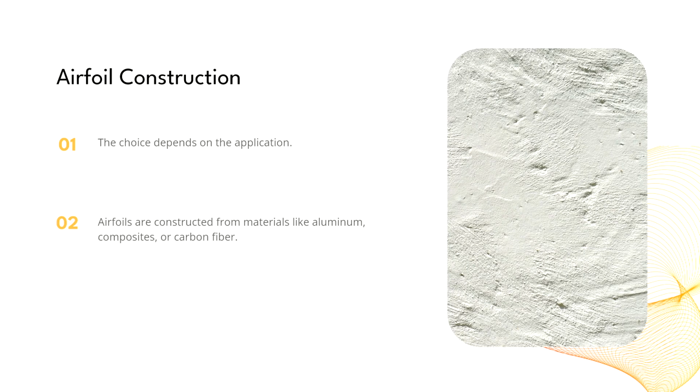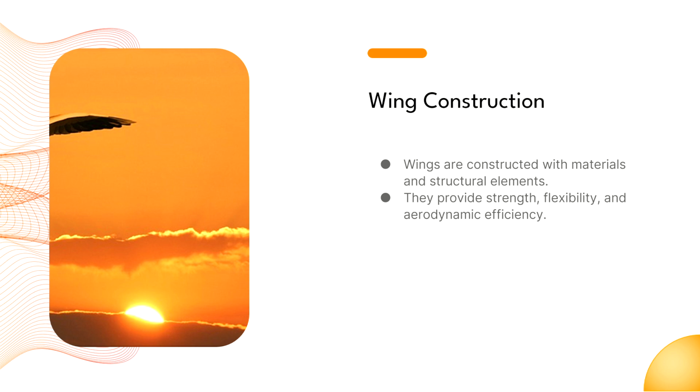So airfoil construction. Choice depends on the application. Airfoils are constructed from materials like aluminum, composites, or carbon fiber. So wing construction. Wings are constructed with materials and structural elements. They provide strength, flexibility, and aerodynamic efficiency.